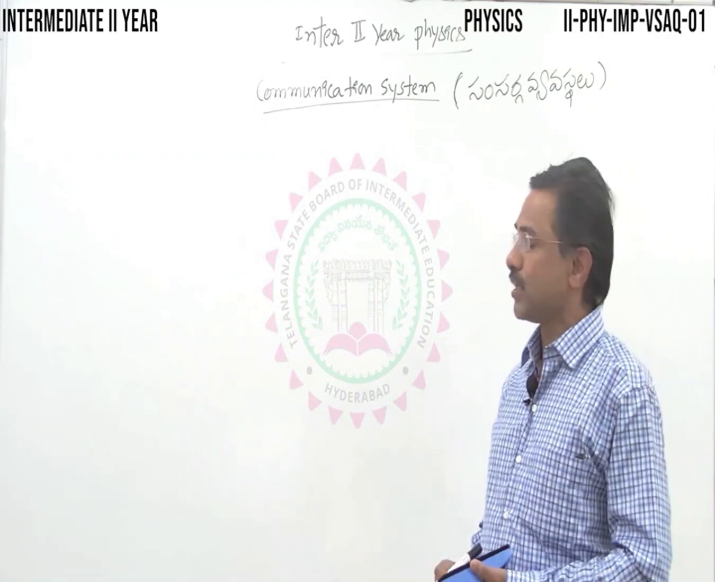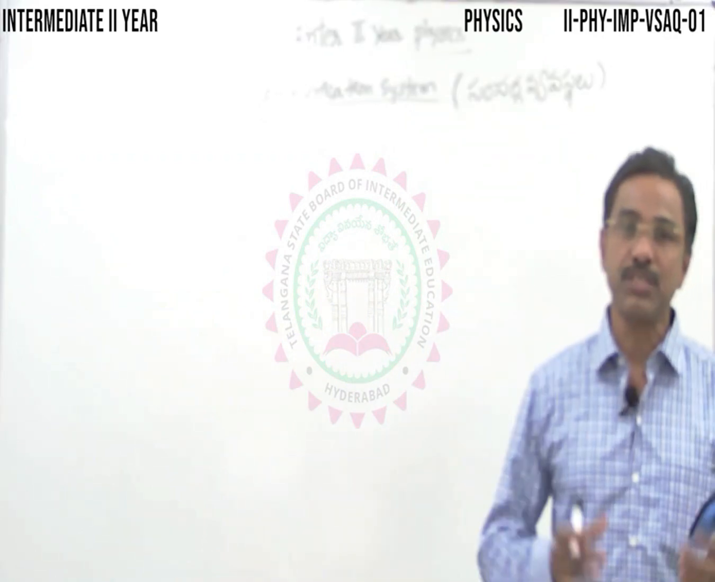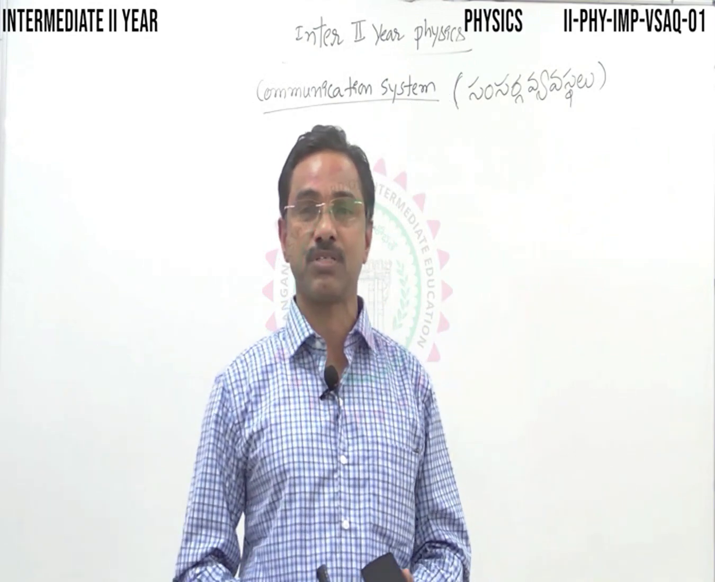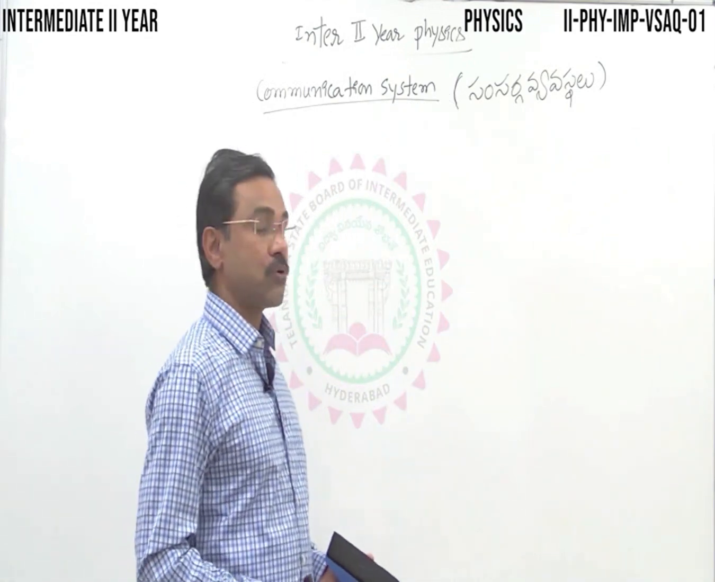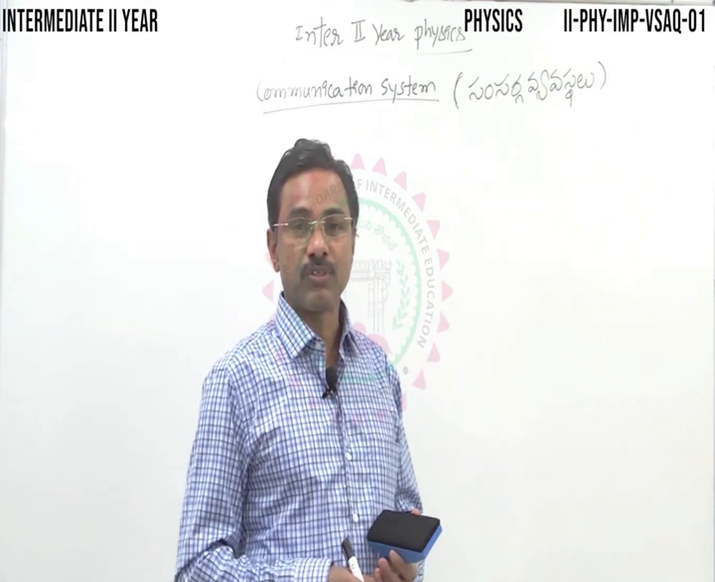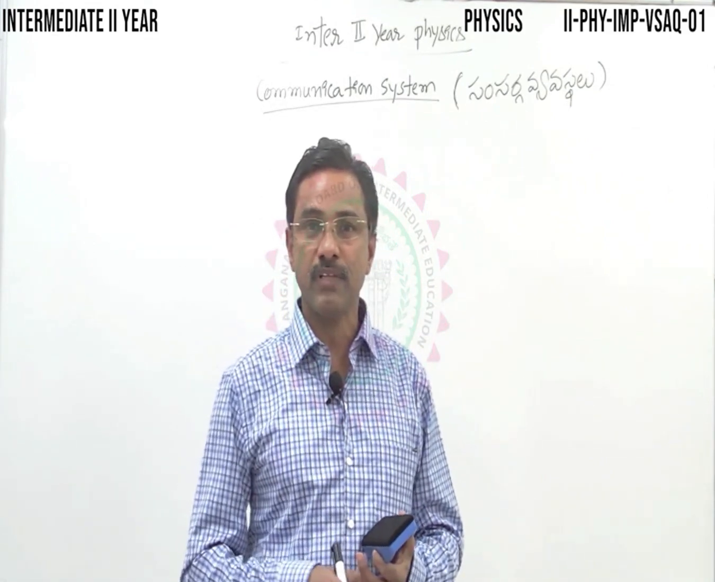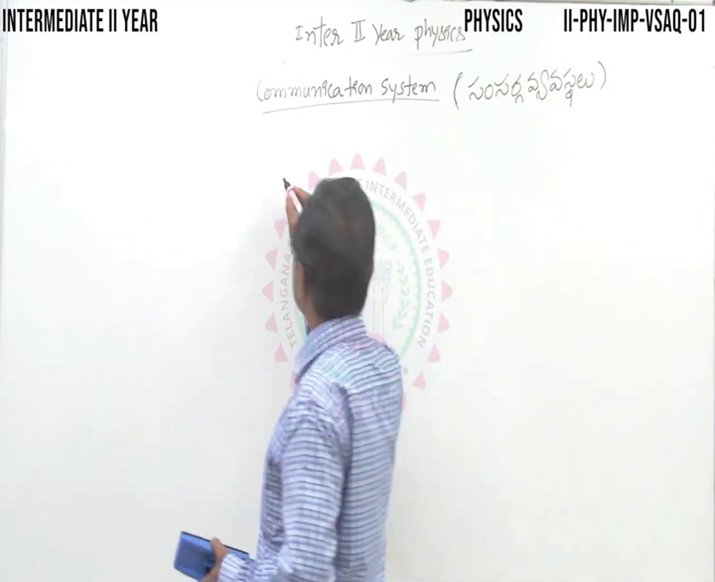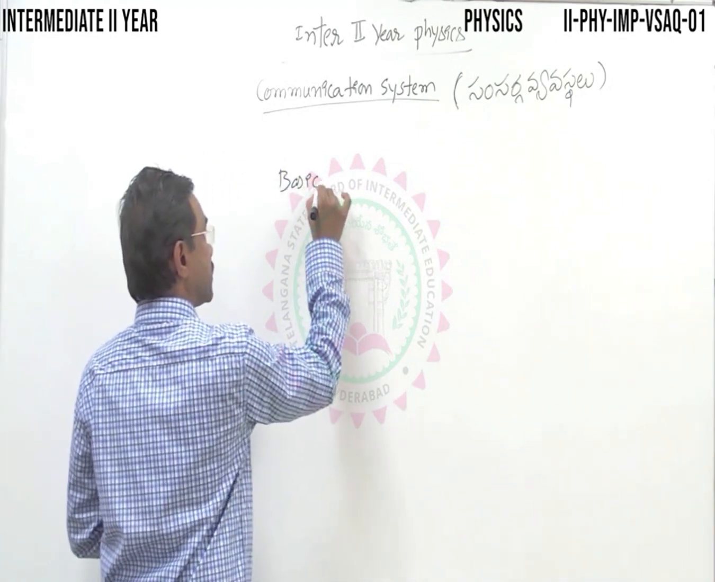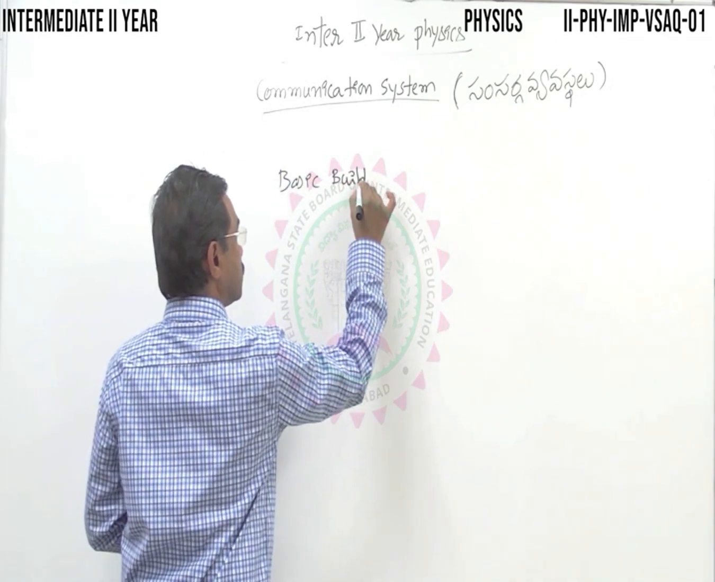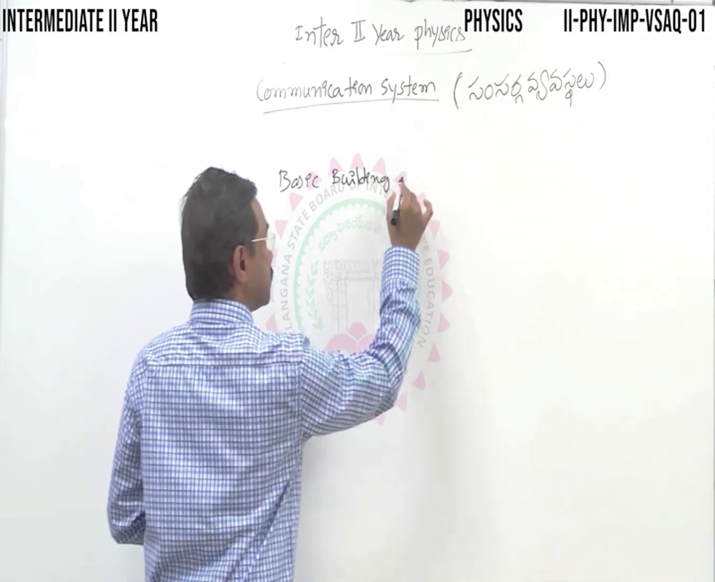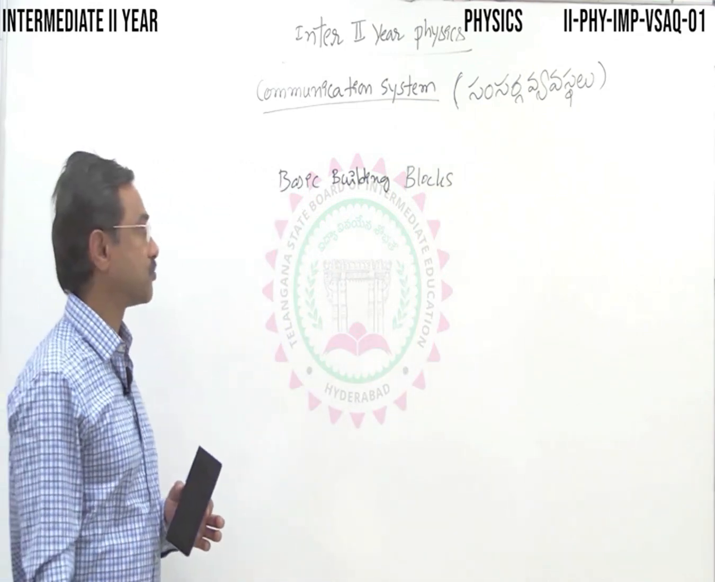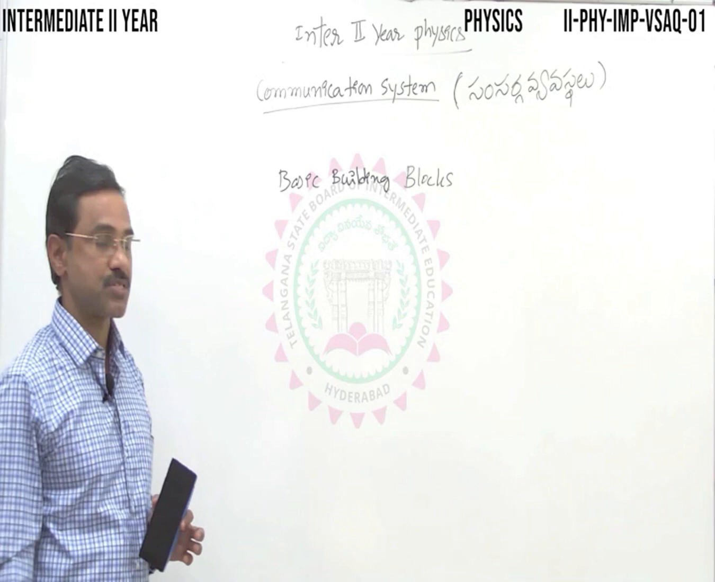So what are basically the basic components of any communication system? What are the basic building blocks of any communication system? First of all, to transmit information, there should be some transmitter, then a transmission channel, and after that a receiver. Those are the basic building blocks of any transmission system. This simple question, you'll get it for 2 marks. What are the basic building blocks of communication system?